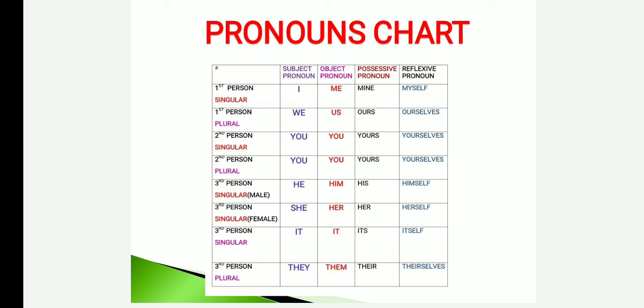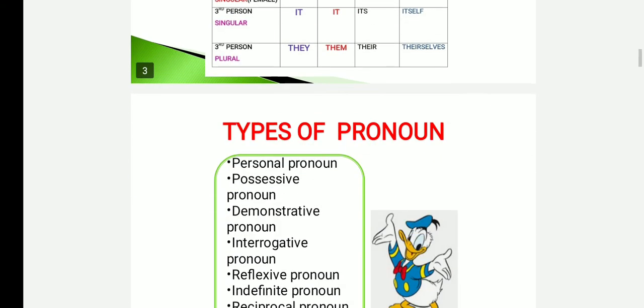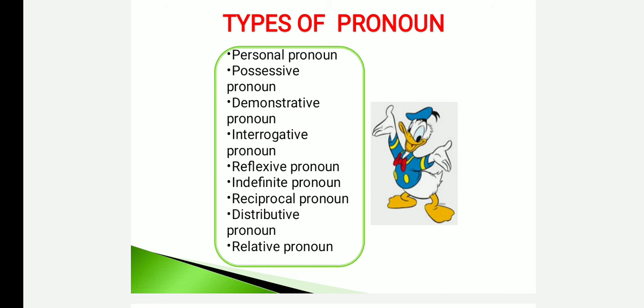Let us learn the types of pronoun. In total there are 9 types of pronouns in English grammar. Let us see what they are. The first one is personal pronoun, then possessive pronoun, demonstrative pronoun, interrogative pronoun, reflexive pronoun or emphatic pronoun, indefinite pronoun, reciprocal pronoun, distributive pronoun and relative pronoun. These are the 9 types of pronouns in English grammar. Let us learn them one by one.